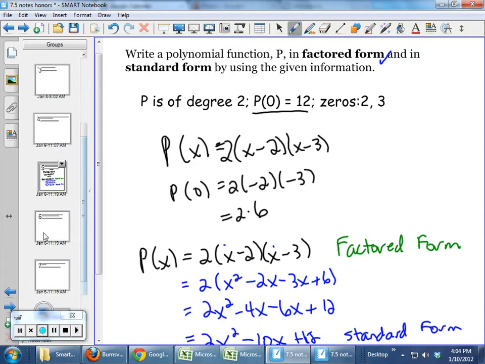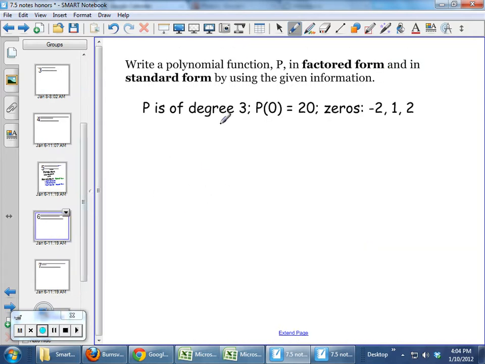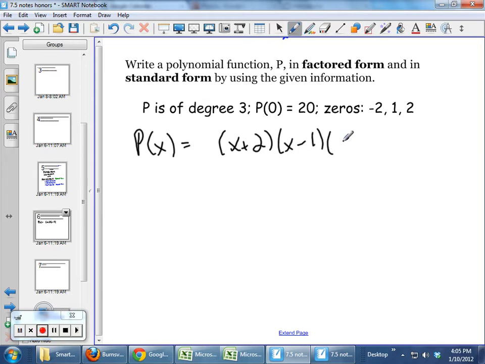I think we have 2 more examples like this. So this one is, write it in factored form and standard form again. This time it's degree 3, p of 0 is 20, and the zeros are negative 2, 1, and 2. Okay, so we'll start with p of x equals, well, I know my zeros are negative 2, 1, and 2, so it's going to be x plus 2, x minus 1, and x minus 2.